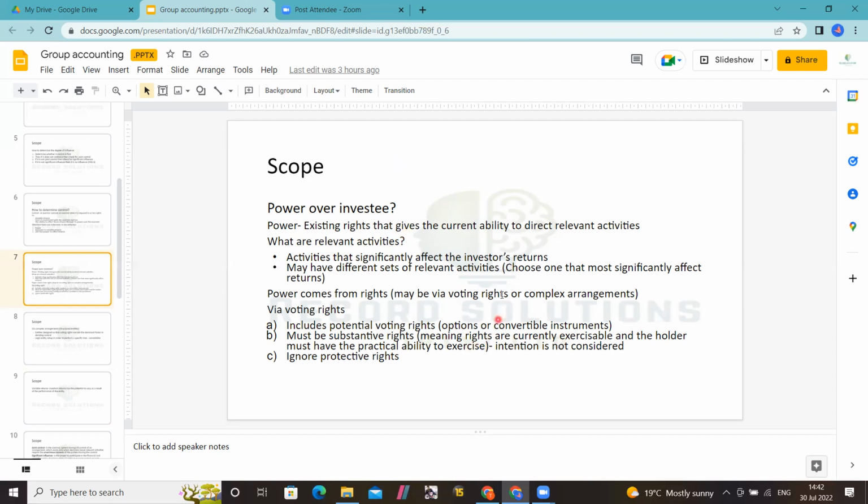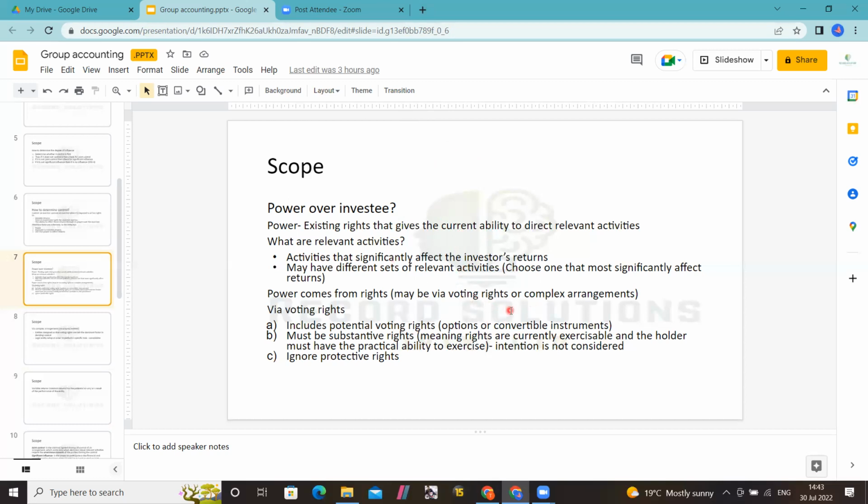This voting rights basically is majority. So it's looking at who has the majority of these voting rights. Voting rights are decision making rights, so who has more of these decision making rights? And you have to have the current ability to use them, these voting rights. I'll go through these voting rights because they like using voting rights at your level.